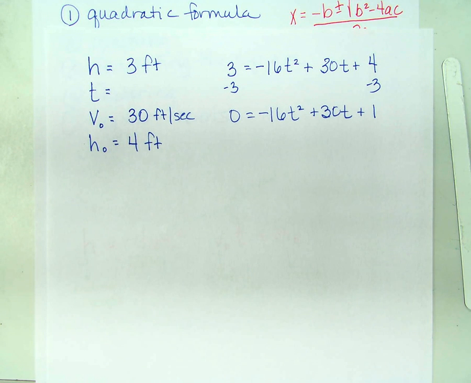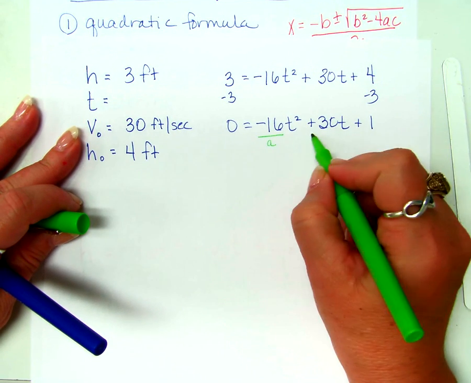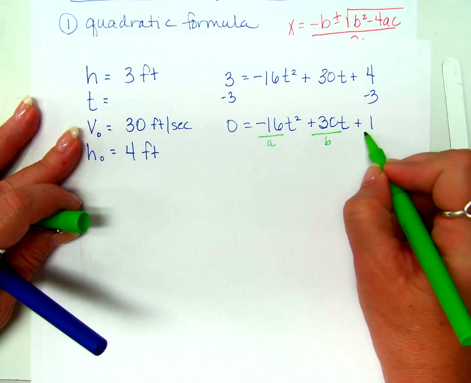Okay? If quadratic formula is the best choice, let's identify our variables. There's A. There's B. There's C.